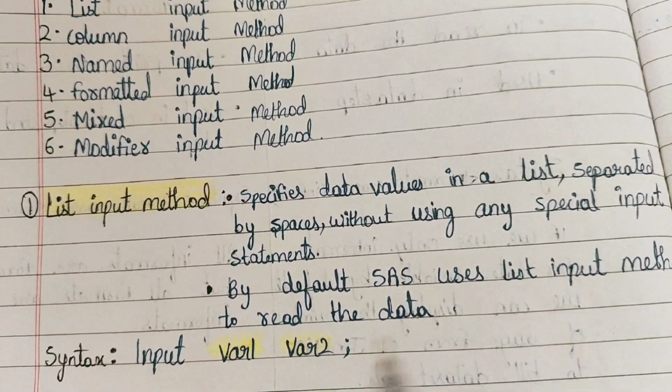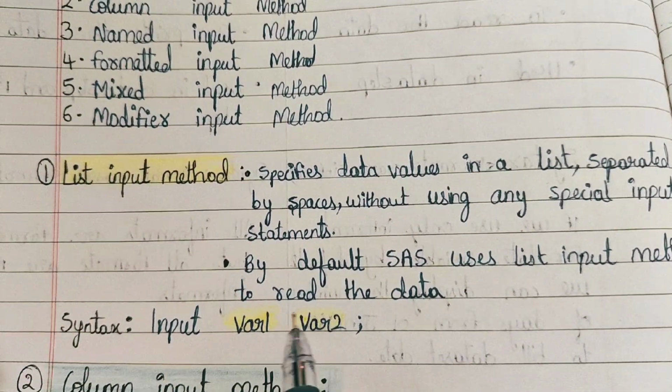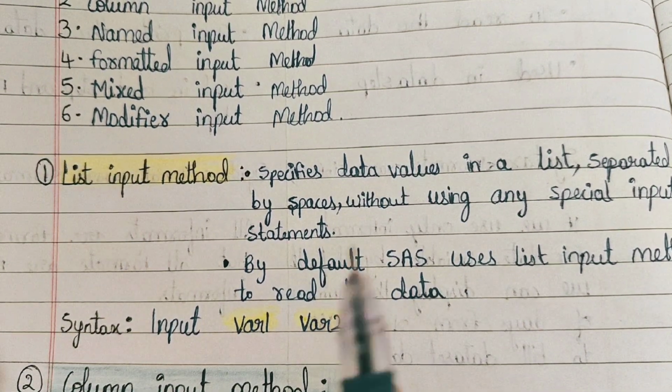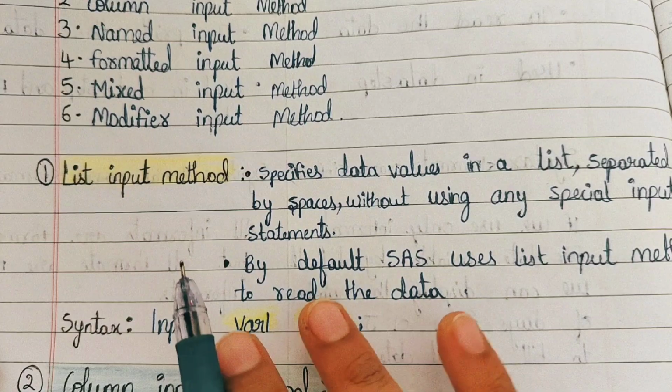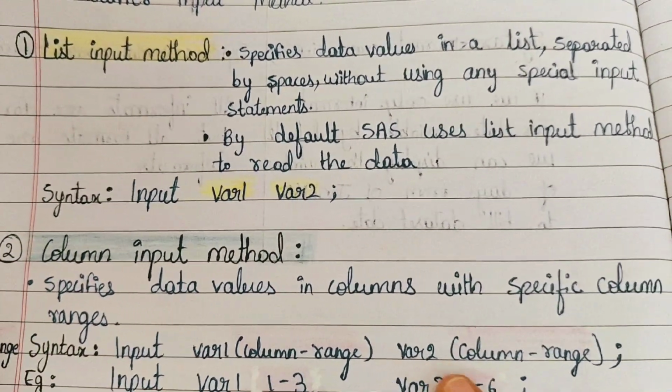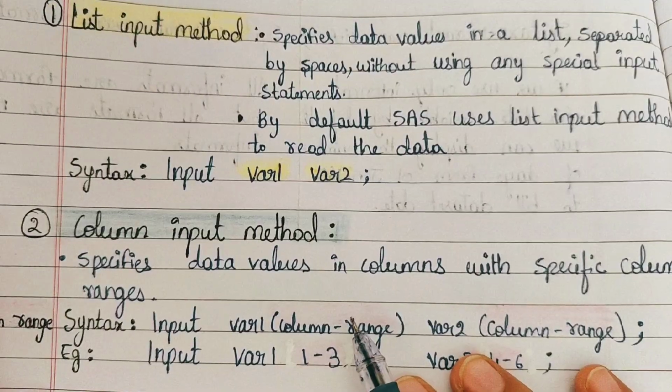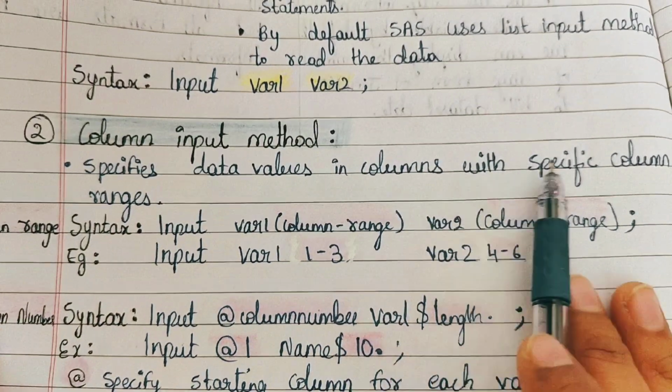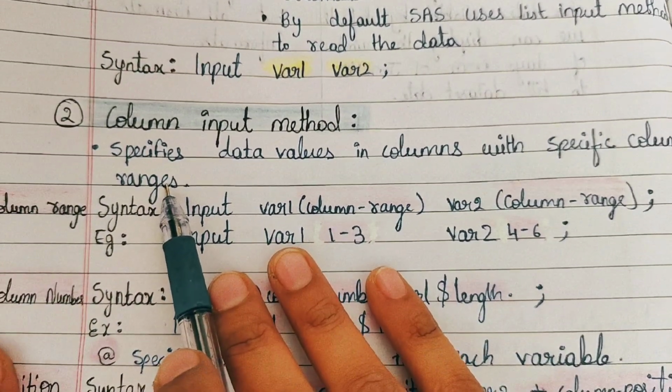So you can see the syntax here: variable 1, variable 2. For a character variable we use $. Simple, we have used that, which is the list input method. Now we will talk about the column input method. It specifies data values in columns with specific column ranges.